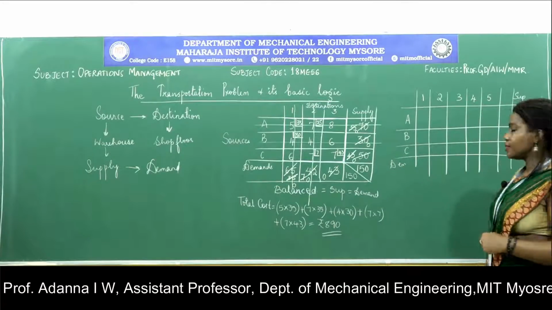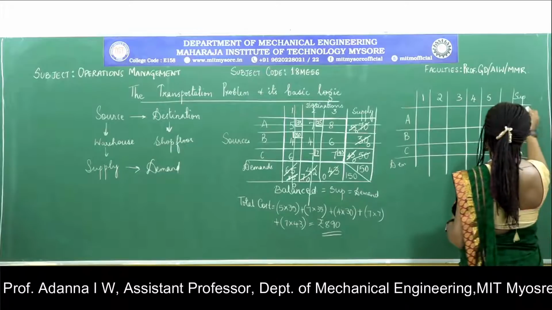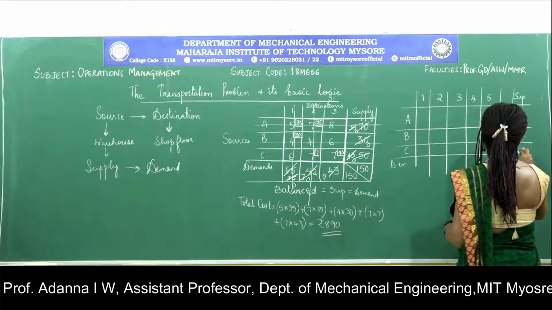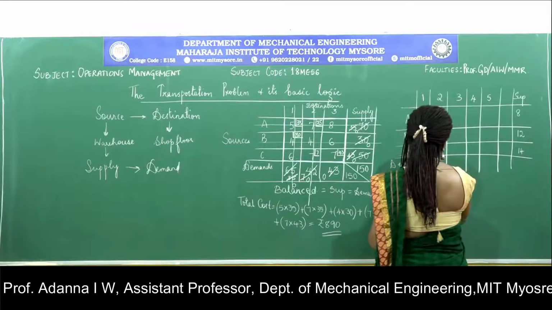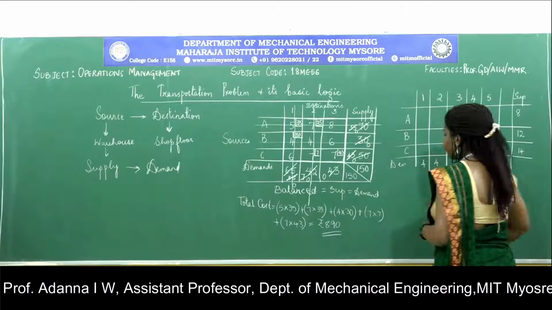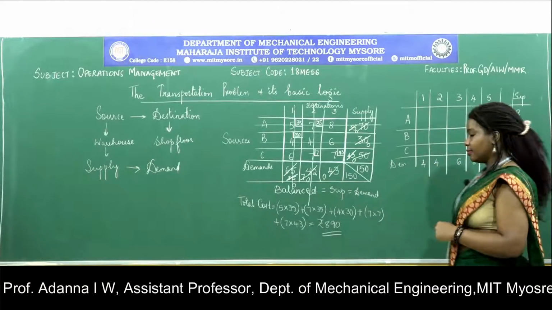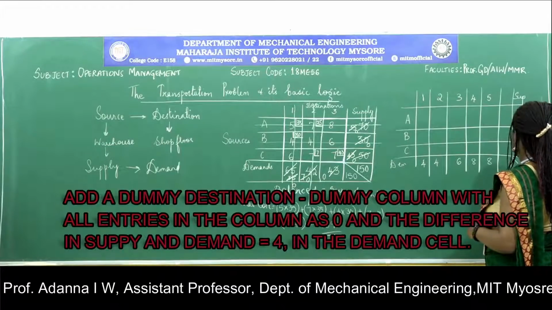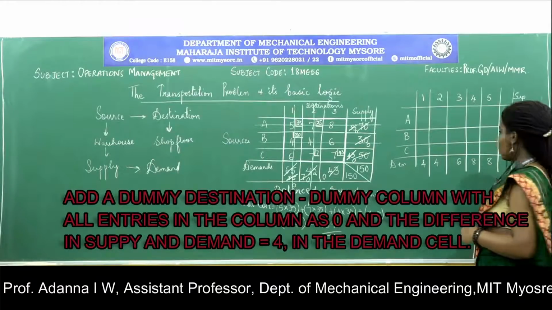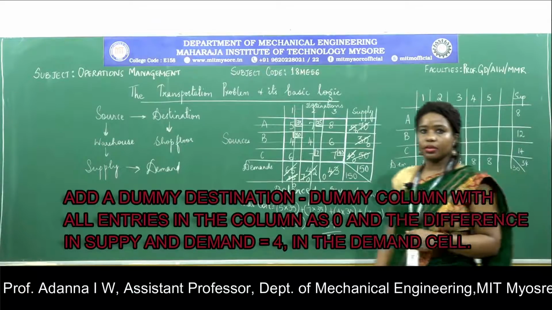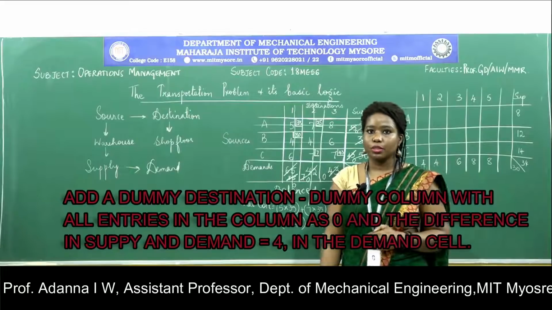Supply is given, demand is given. The supply that I have, for example, is say 8, 12, 14, and the demand that is there is 4, 4, 6, 8 and 8. When I add total supply, I get 34. And when I add total demand, I am getting 30. The problem is not balanced because the total demand is not equal to the total supply.